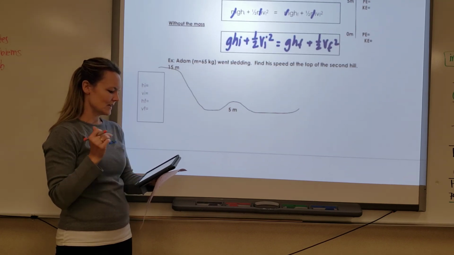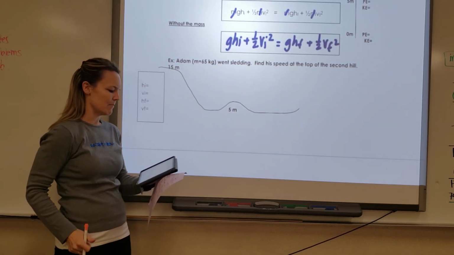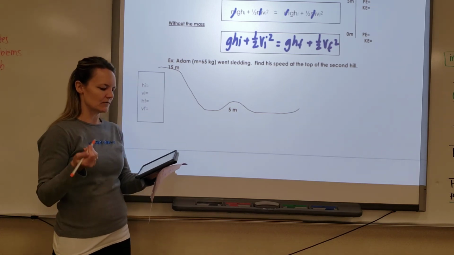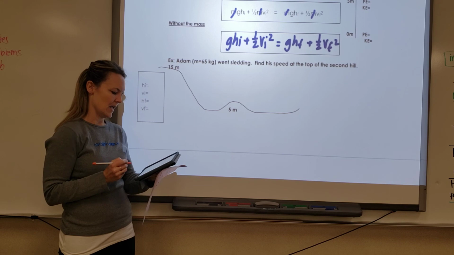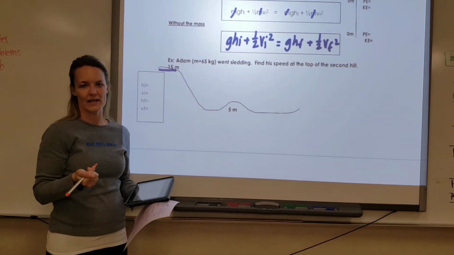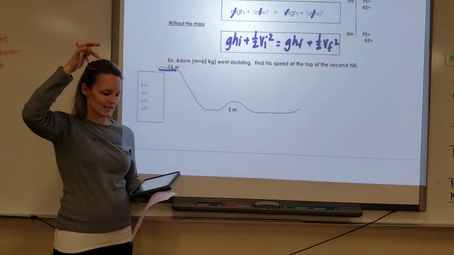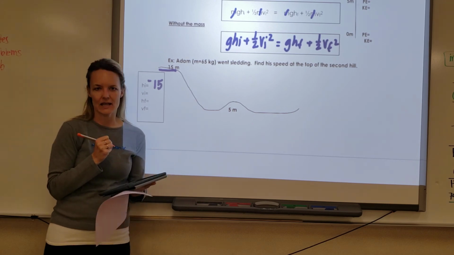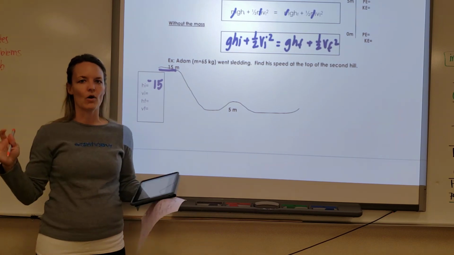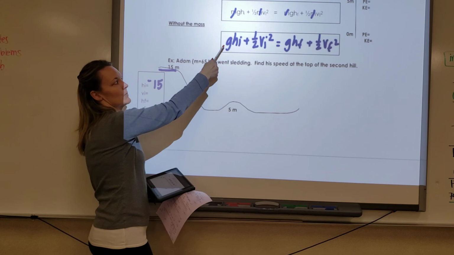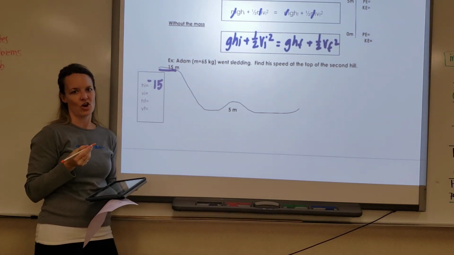So as you look for the example, Adam, let's say he has a mass of 65 kilograms, goes sledding. Find his speed, his velocity, at the top of the second hill. So as you look at my drawing, right here at the initial point, he is at a height of 15 meters. hi is going to be 15. Technically, it's going to be a negative. You can either drop out all the negative signs, or you need to put a negative sign in front of your heights, because then it'll cancel out the negative sign in front of gravity.